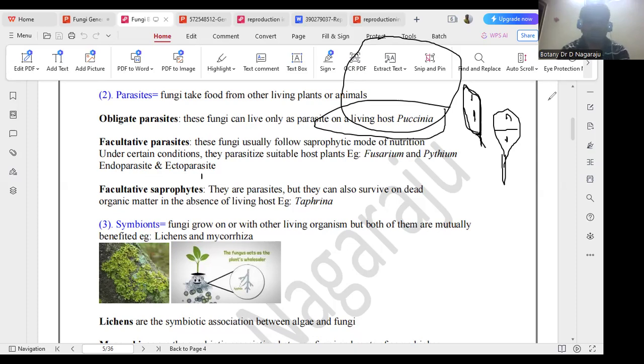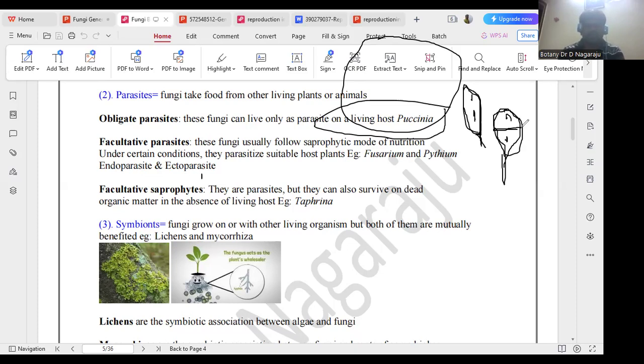And it turns into black color whenever the uredospores are modified into teliospores. Rust disease: primary host is wheat, secondary host is barberry plant. Competitive exam, very, very important.